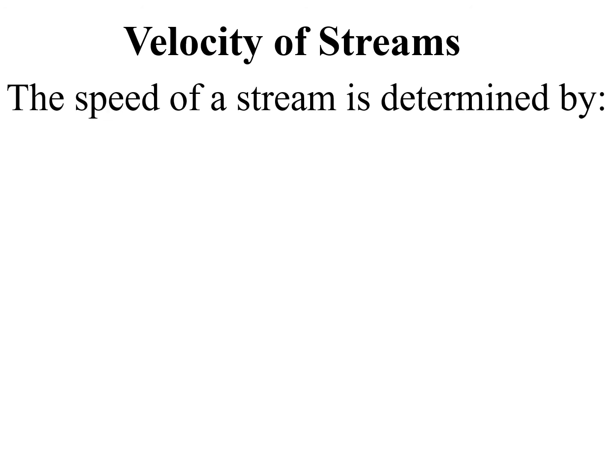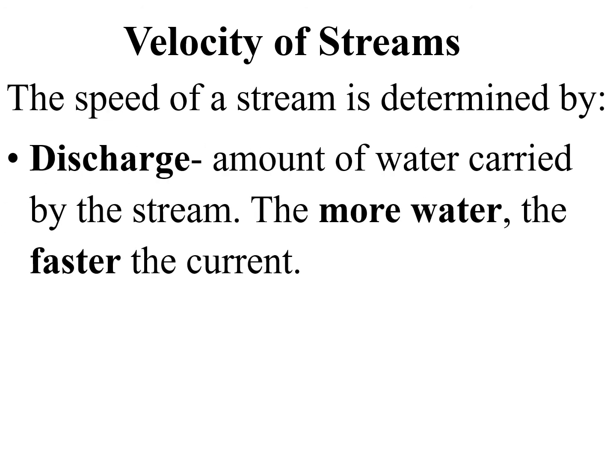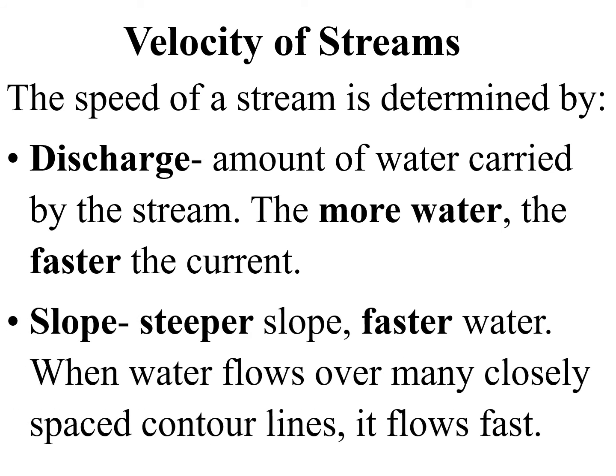What's going to determine the speed of a stream? Well, two things. The discharge, the amount of water. When it floods, it goes faster. And down a steep slope, again, it goes faster. When a river is going in a very flat area, the river goes very, very slowly.